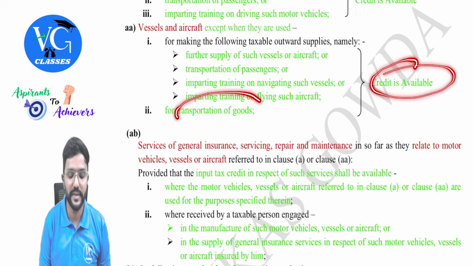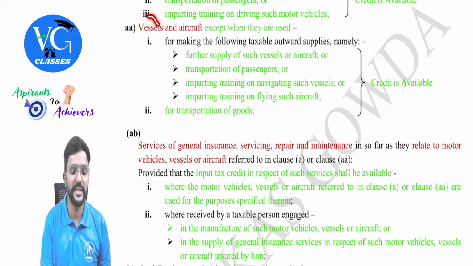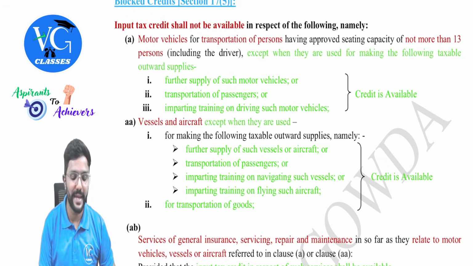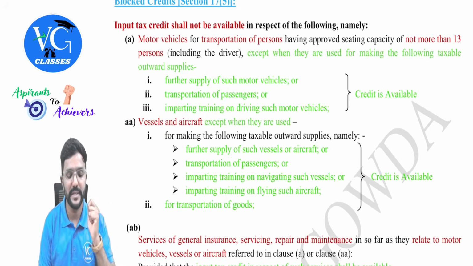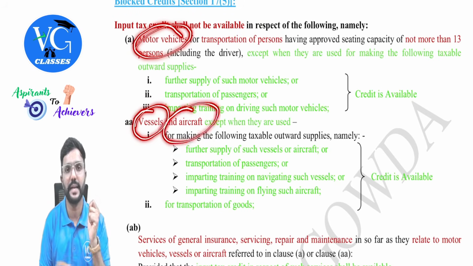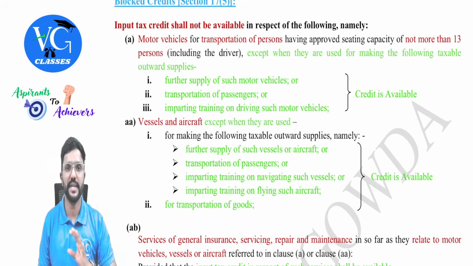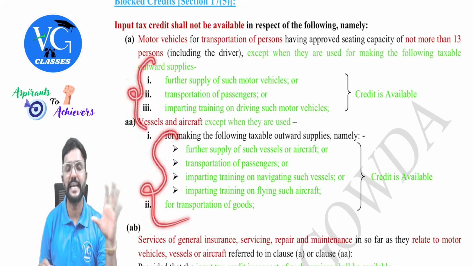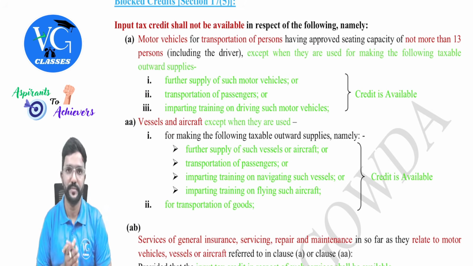Credit is available. Even if it is for transportation of goods, if you have purchased any vessels or aircraft, credit is available. Is that clear? Yes. So clause A and AA talks about if you have purchased motor vehicle, vessels or aircraft on which you have paid GST, credit is blocked. But if you are using it for the purposes which I have highlighted in green color, credit is available. Credit is available, people.